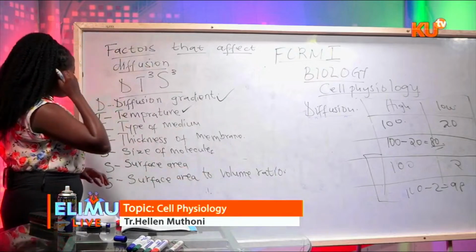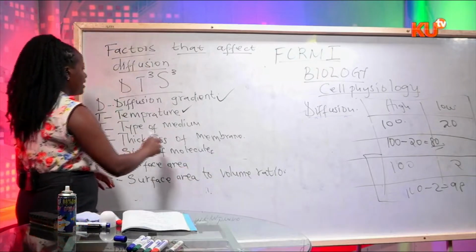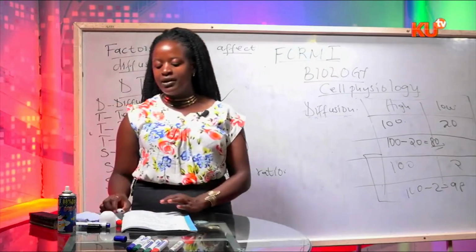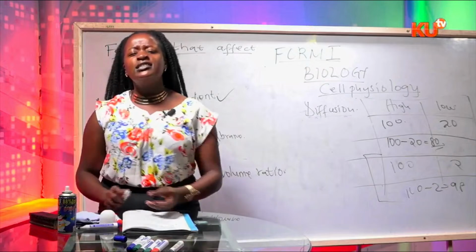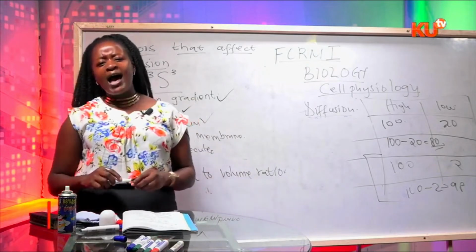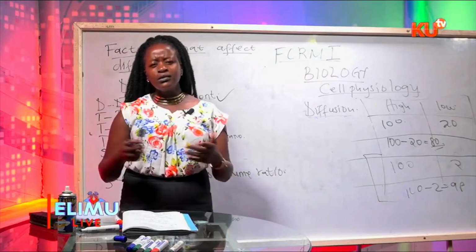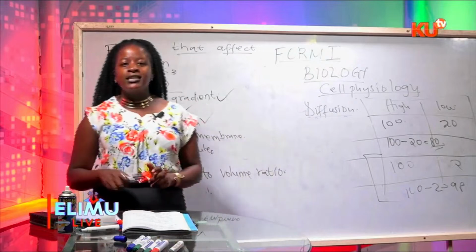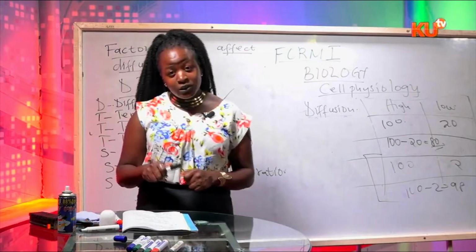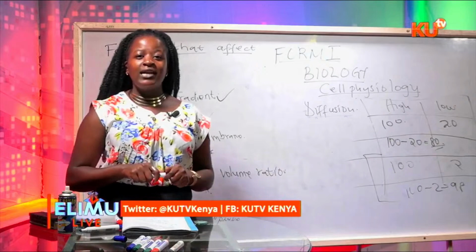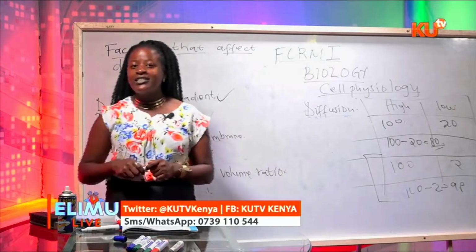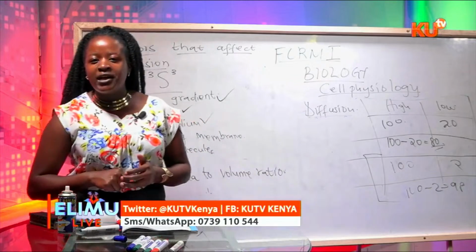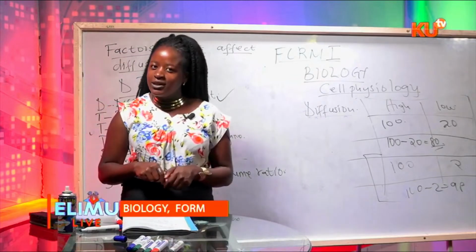Then we have another factor, that is the type of medium. A medium is where something is taking place, or it can be a reaction, it can be a movement. So we have 3 types of mediums. That is the 3 states of matter: solids, liquids, and gases. Diffusion does not take place in solids, but it takes place in gases and liquids.